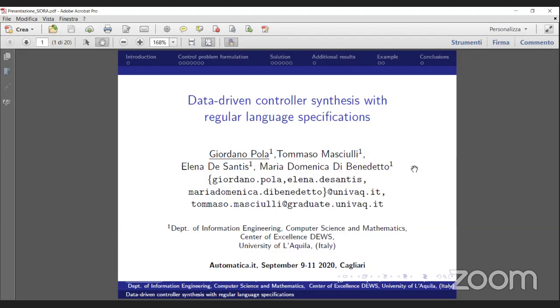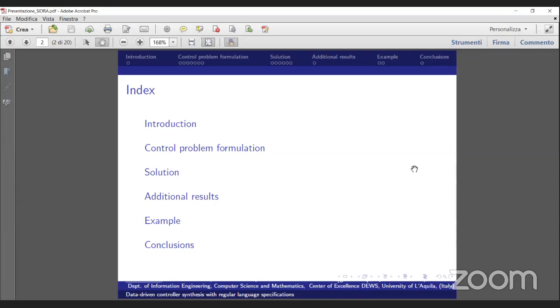So this is the outline of the presentation. At the beginning, I will spend a few words introducing the general framework where we move on. Then I will formulate the control problem. I will provide some slides describing at a high level the solution to the control problem that we considered. I will spend a few words also on some additional results that we have found, an example of application, and in the end, some concluding remarks.